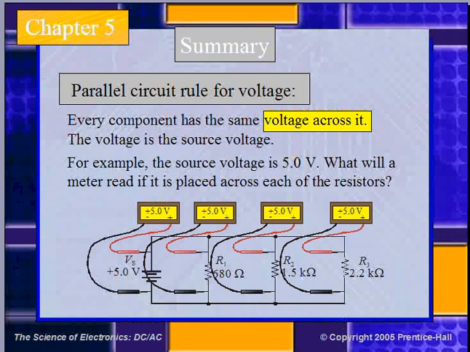Parallel circuit rule for voltage. Every component has the same voltage across it. The voltage is the source voltage. For example, the source voltage is 5 volts. What will the meter read if it is placed across each of the resistors? Well, if you look at these points end to end, everything is connected with a wire right back to the source, so they all have 5 volts across.